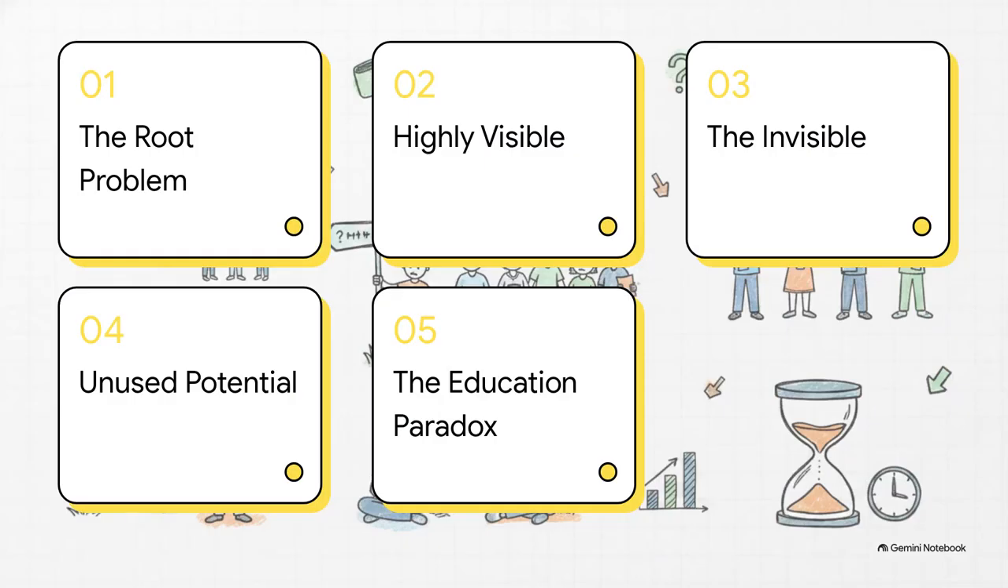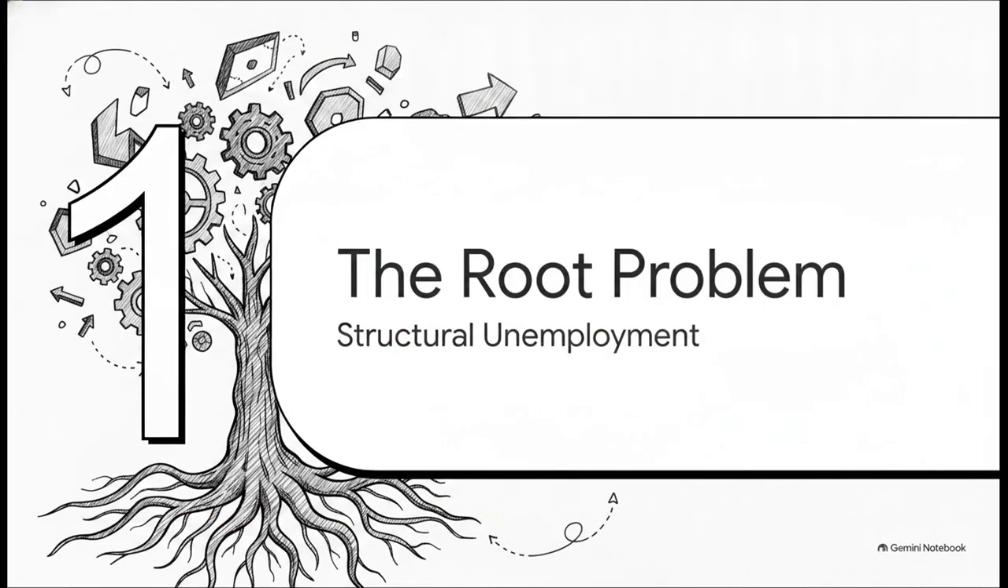So, here's our roadmap for today's explainer. We're going to start with number 1, the root problem. Then we'll move to number 2, highly visible unemployment. After that, we'll uncover number 3, the invisible, examine number 4, unused potential, and finally confront number 5, the education paradox. Let's kick things off with section 1, the root problem, which is structural unemployment.